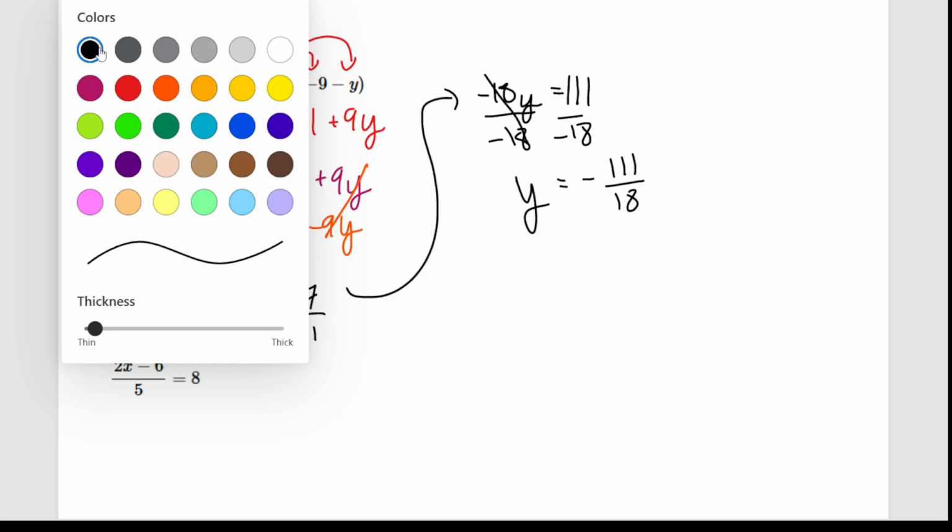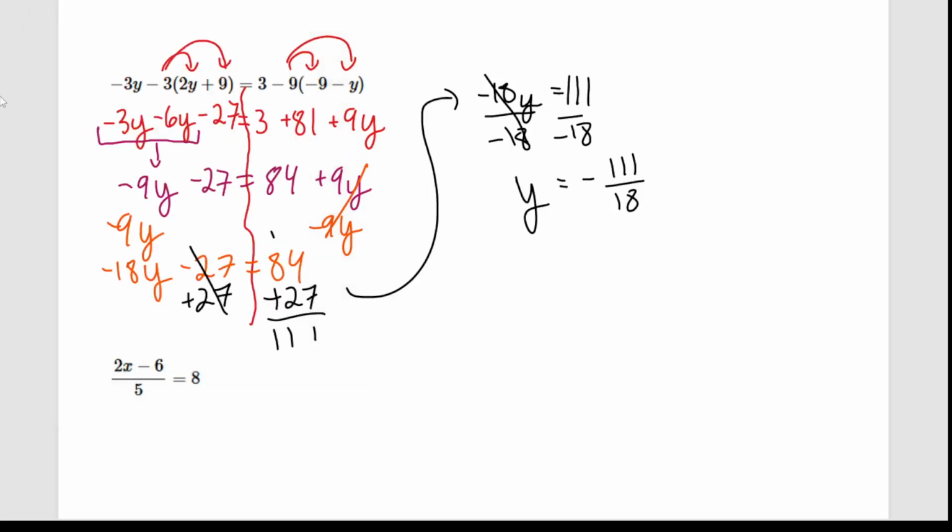Well, in particular, I know that the divisibility rule for 3 is that if the integers in the number add up to a multiple of 3, then it's divisible by 3. So in particular, 1 plus 1 plus 1 is 3. So I know 111 is actually divisible by 3, and 18 is divisible by 3. So I'm actually going to go ahead and divide both of these by 3. And that would leave me with -37 over 6 as my final answer for y. And again, fractions can be answers. Don't freak out just because you get a fraction.